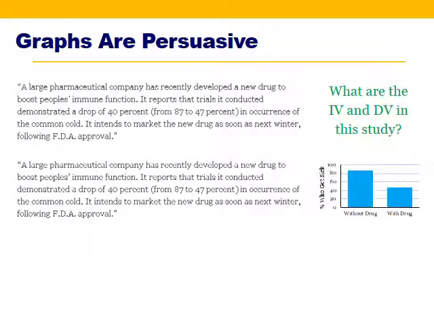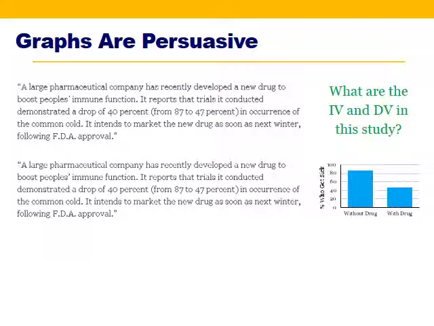So in this experiment, the independent variable, in other words, the thing that the researcher had control over, was whether the people in the study saw just the paragraph or the same paragraph with the graph accompanying it. The dependent variable was their answer to the question, do you think that this drug is effective?